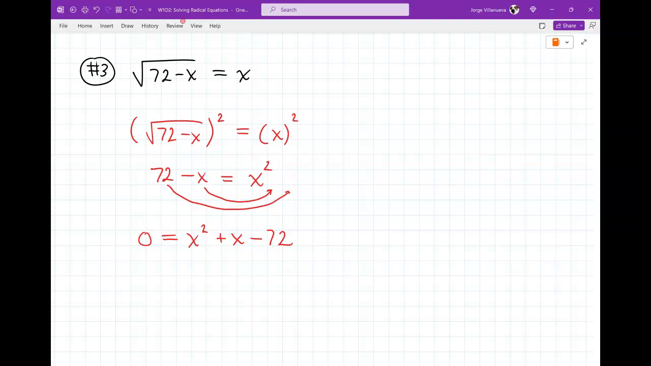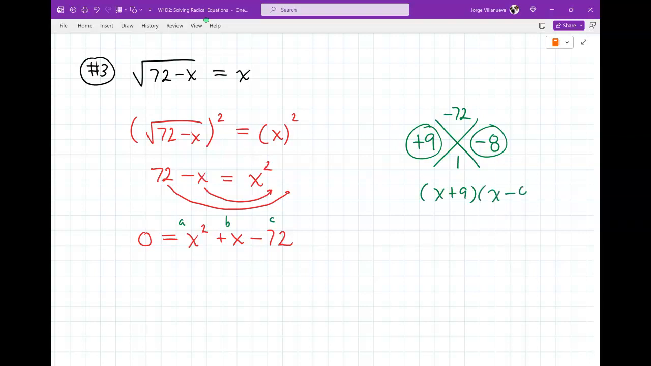And now at this point, I factor. Right? I'm going to want to factor this out using the x method. So just kind of doing this over here on the side. My a term, I'll kind of label it here, a, b, and c. A is 1, b is 1, c is negative 72. So this will be negative 72, a positive 1. So just to kind of keep this rolling, this will be a positive 9 and a negative 8. Okay, positive 9 and a negative 8. So that means that my factors will be x plus 9, x minus 8.